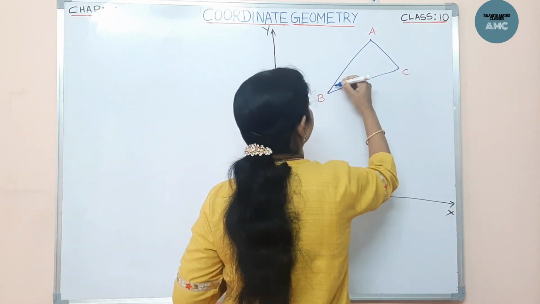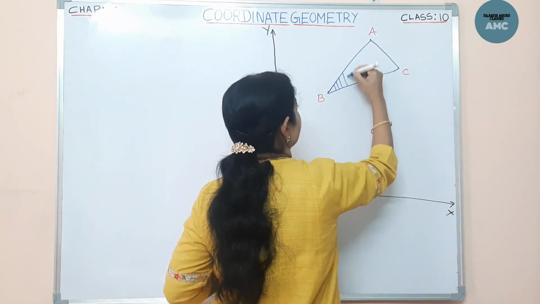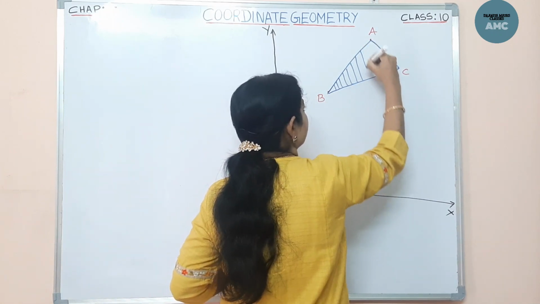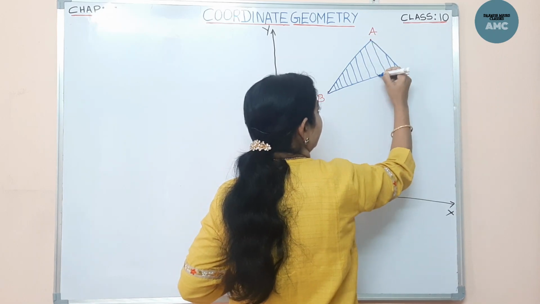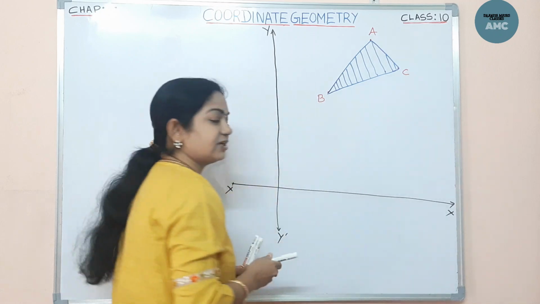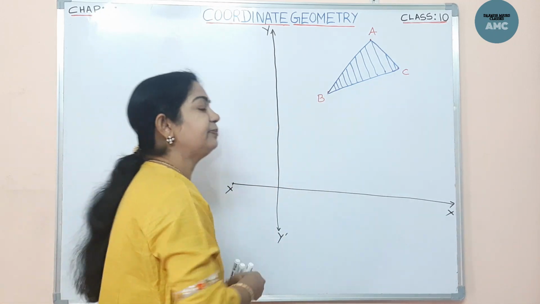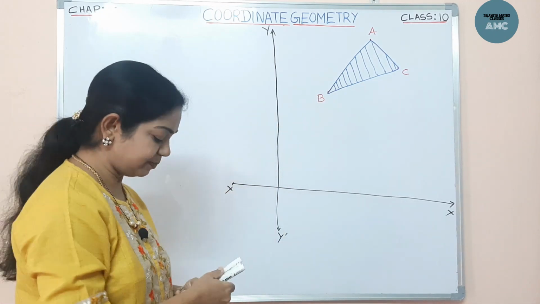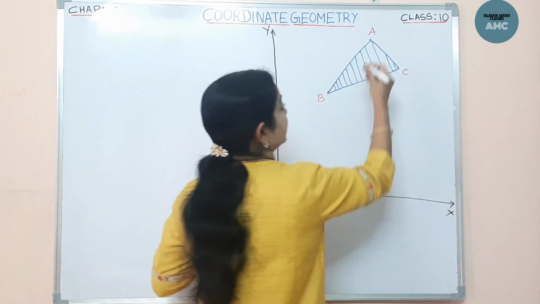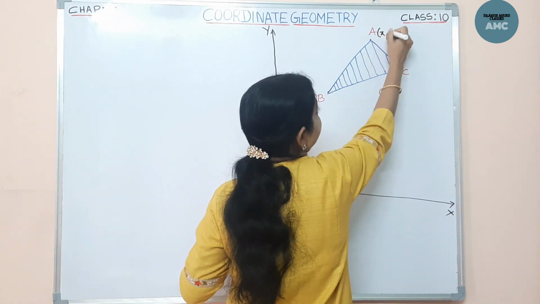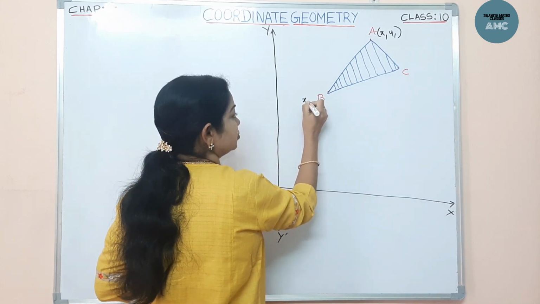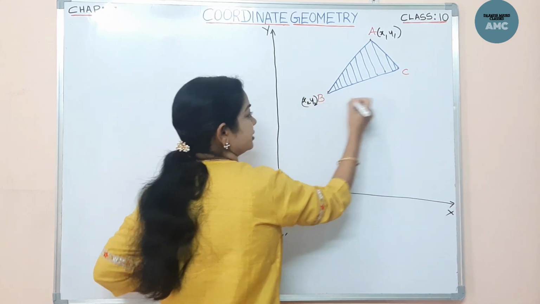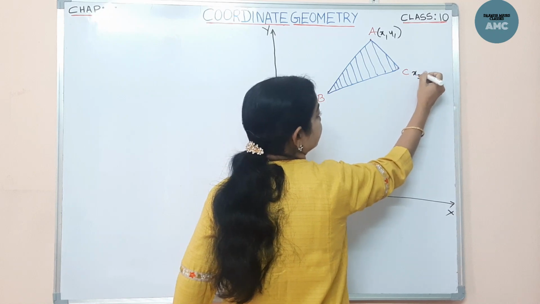So let me shade it, because this part I want to find the area of. So there I have taken 3 points on the coordinate axes. Now how do I define the points? The points in the coordinate plane mean x1, y1, let it be, and this is x2, y2, and this is x3, y3.